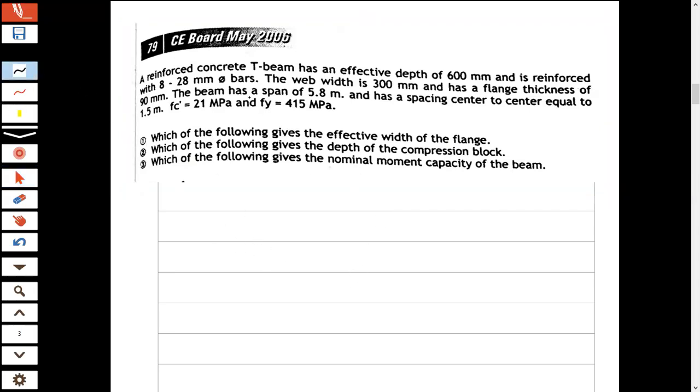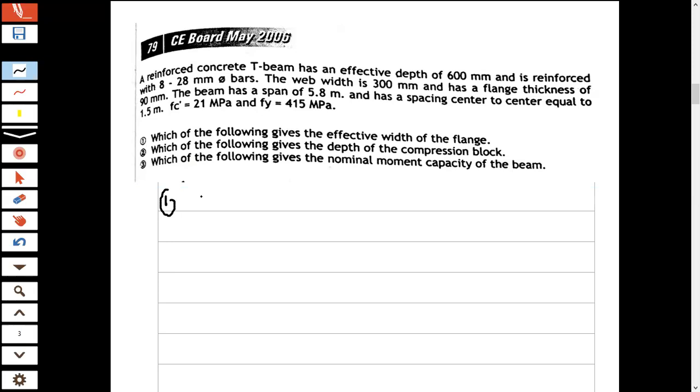Okay, so this is a reinforced concrete T-beam. Has an effective depth of 600 millimeter and is reinforced with 8-28 bars. The web width is 300 millimeter and has a flange thickness of 90 millimeter. The beam has a span of 5.8 and spacing of center to center equal to 1.5. Halos similar lang naman, no? So, medyo bilisan na lang natin yung una.